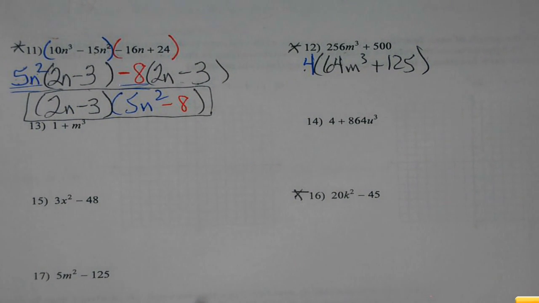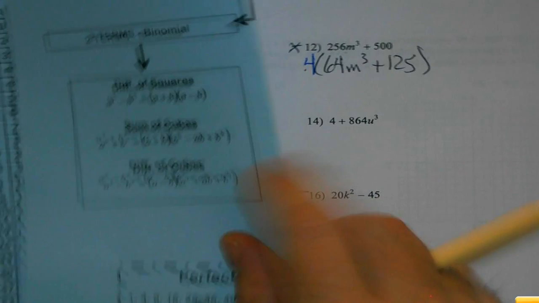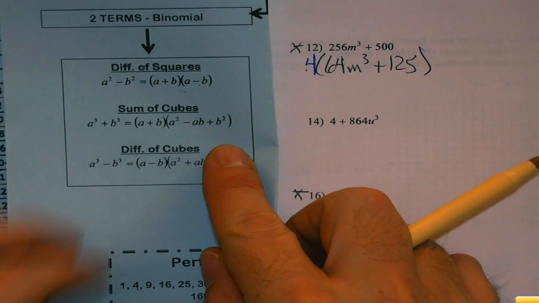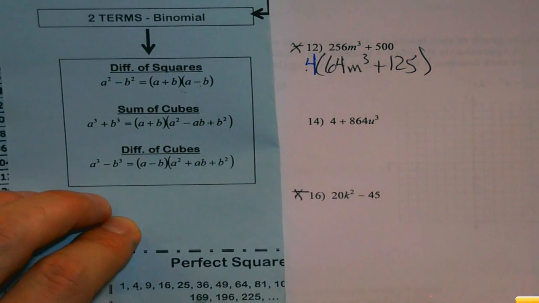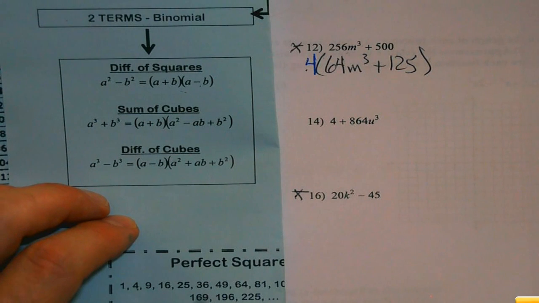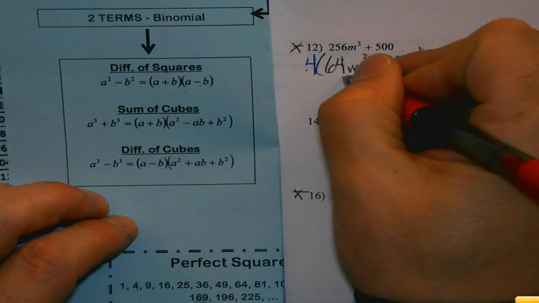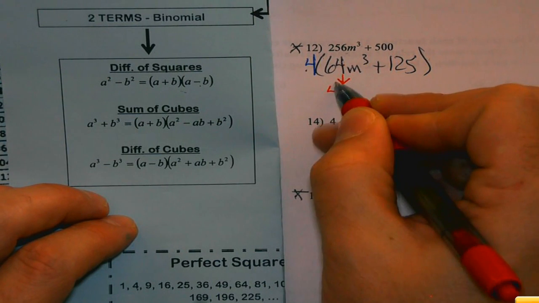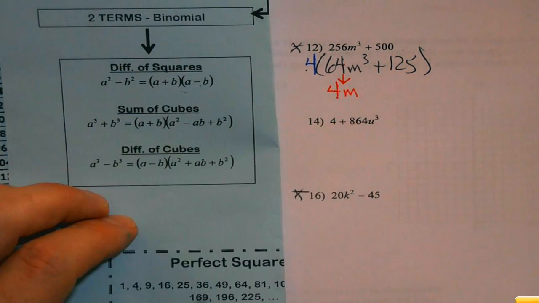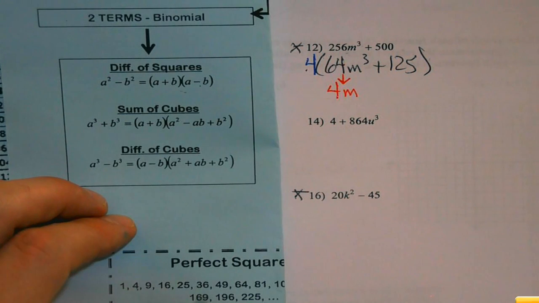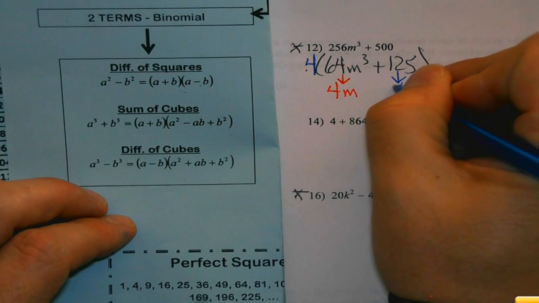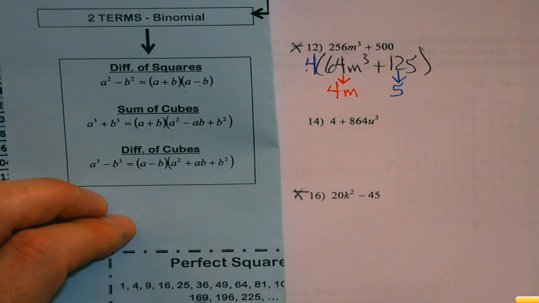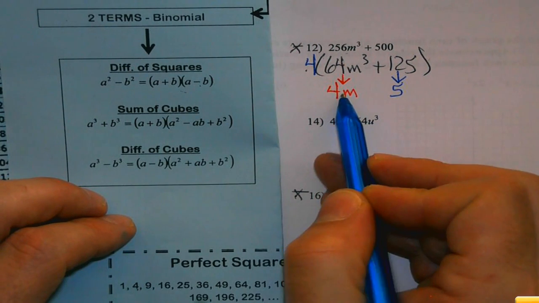I've got to start working with my sum of cubes, which again, happy, that's on the flow chart. So all I'm going to have to do through this is figure out, what do I cube to get 64? 4. And I cube m to get m to the third. And I cube 5 to get 125. That's my A and my B term.